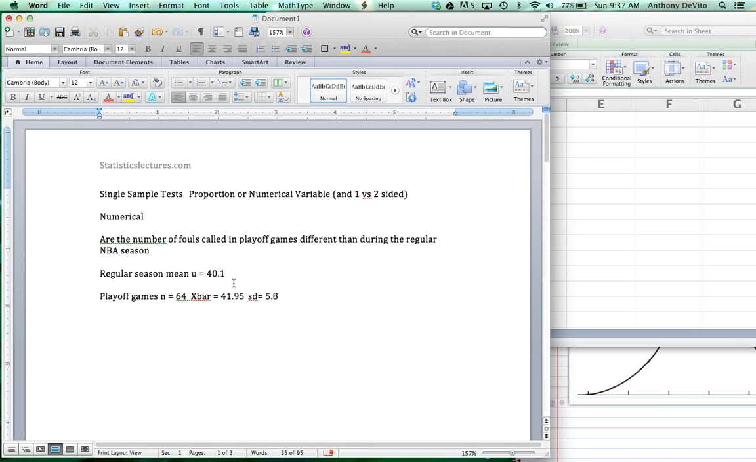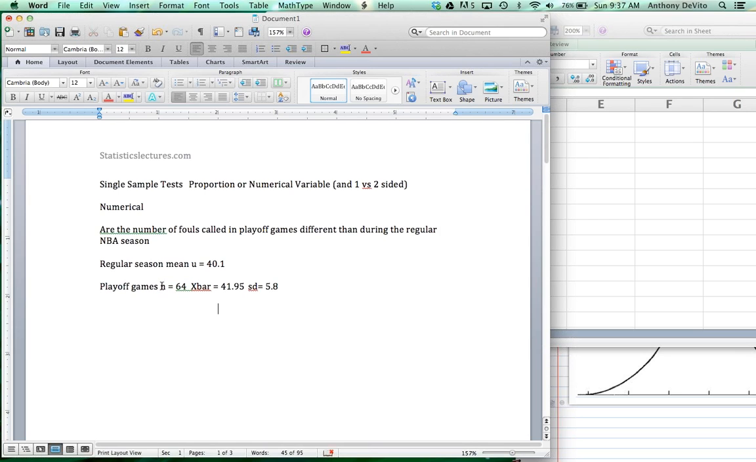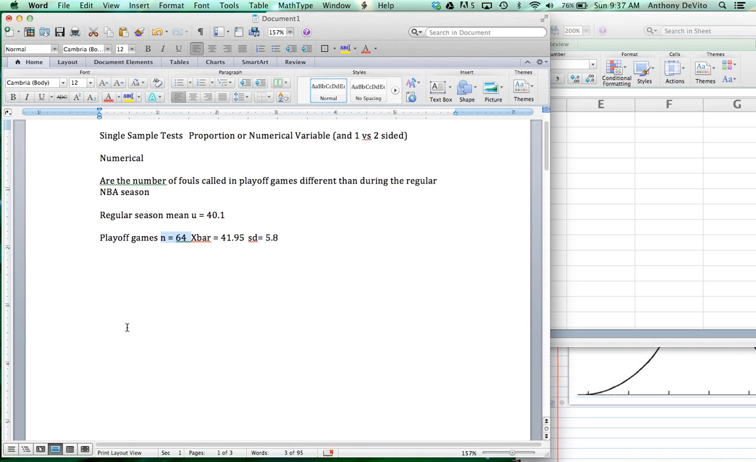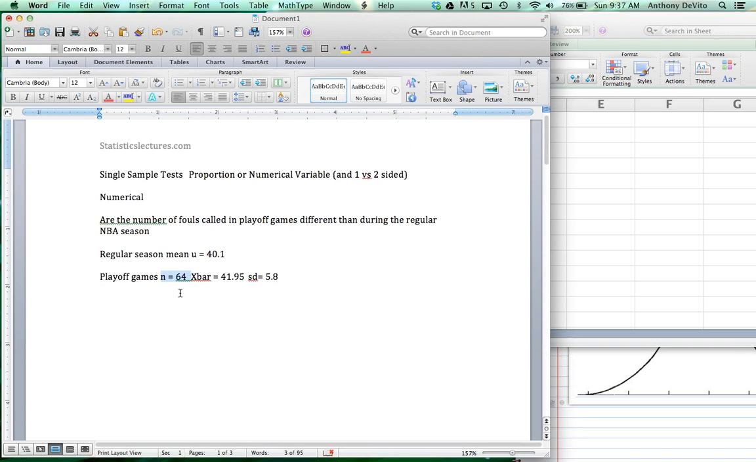So now during the playoff games, maybe we only have data from 64 games. So this is a sample, right? So we would describe the mean of that sample of 64 games. And remember, on the exam, you might not get a sample size of 64. You might get a sample size of 8, so that you could do the tests easily in class using a calculator.